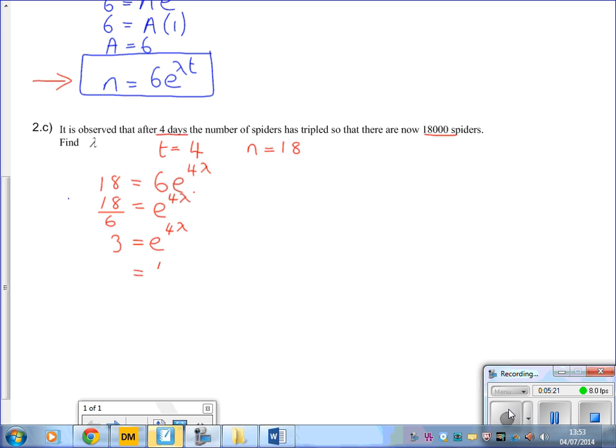So now if I want 4 lambda, to get rid of this e, do ln 3 on this side, and then my final step will be to divide that by 4 to find my value of lambda, which is 0.275.